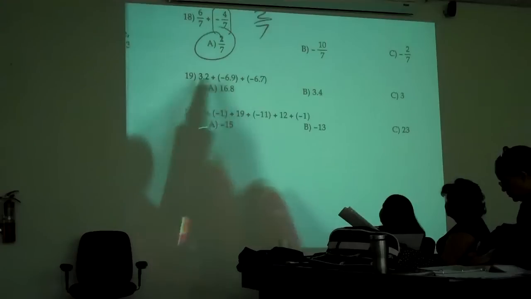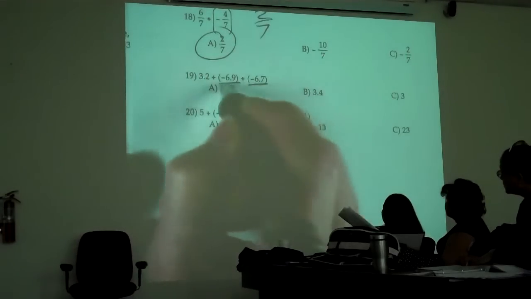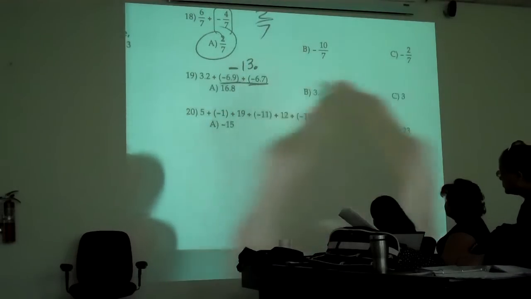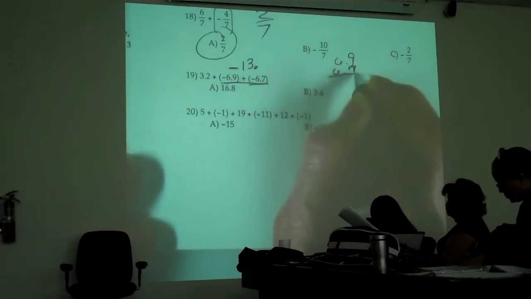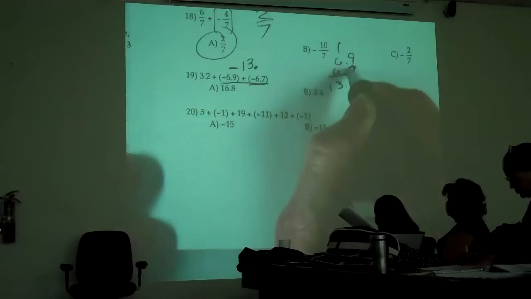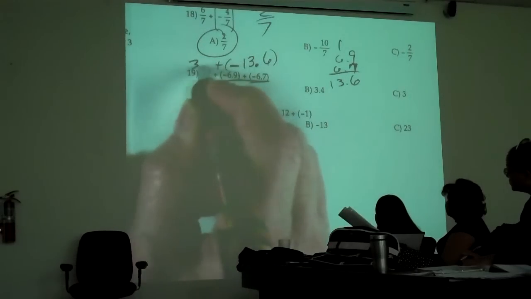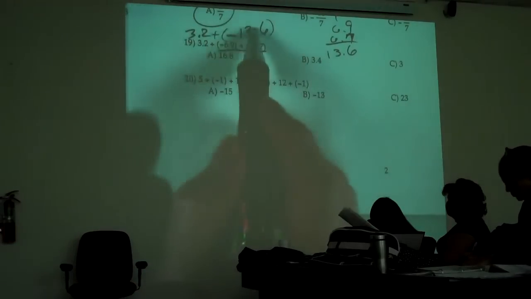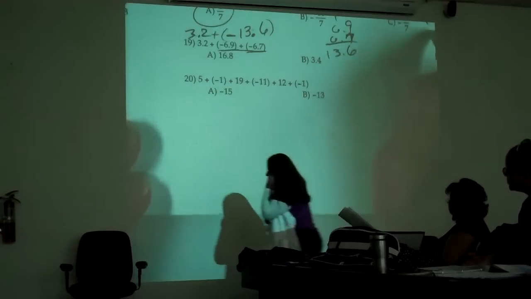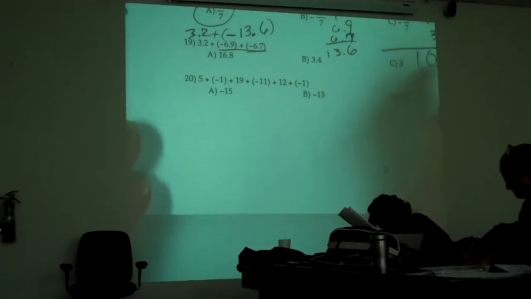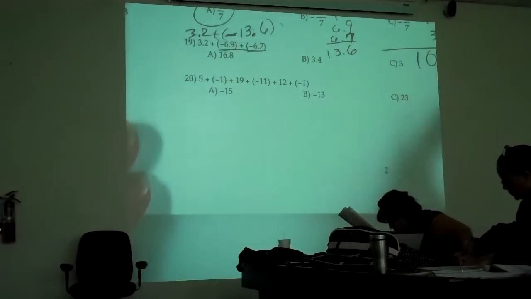Okay, now we have a mixture. We got two negatives here, and then we have a positive one there. This is all adding though, okay? So if you add these two negatives, you're gonna have a bigger negative. 13.6. Okay, the negatives would be that big, the positive is 3.2. So now you need to subtract them, right? 13.6 and 3.2. When you subtract, 10.4, is it going to be a positive or negative 10.4? Negative because your negative's bigger. Right.